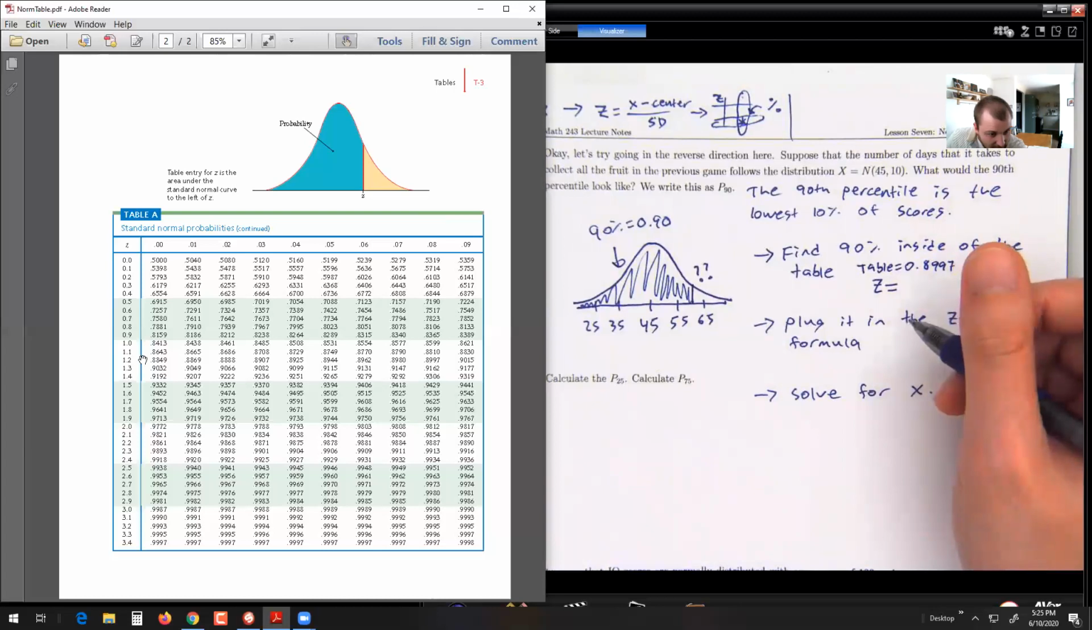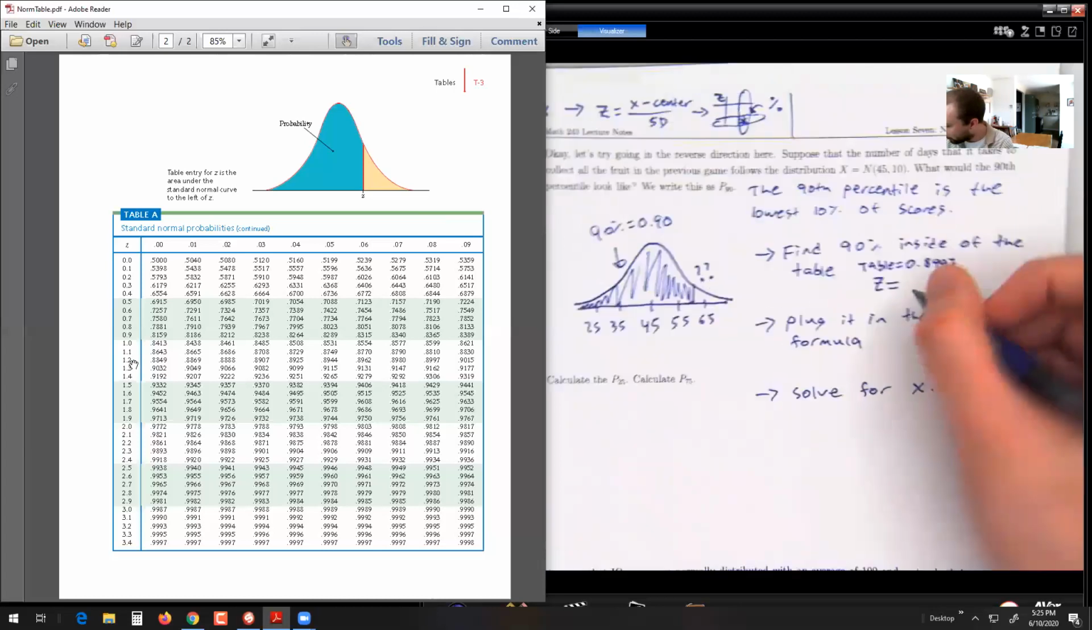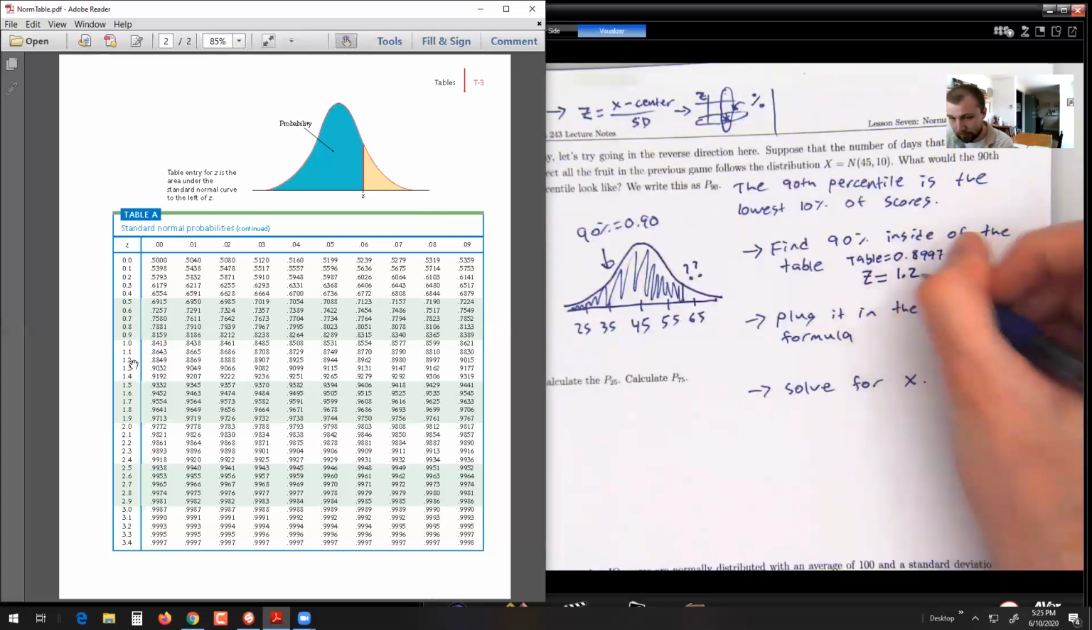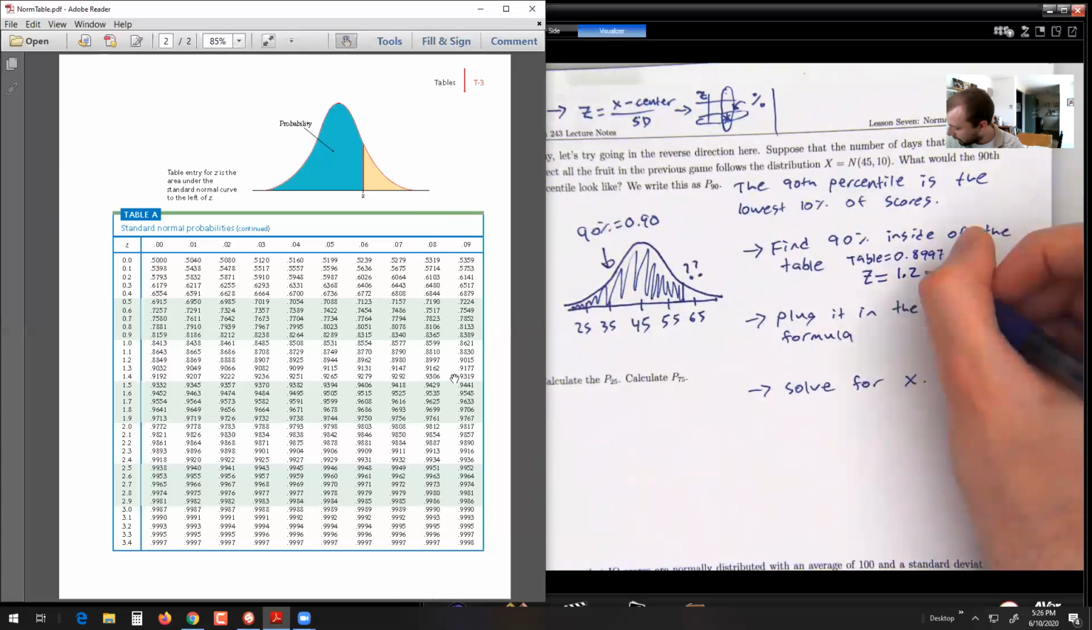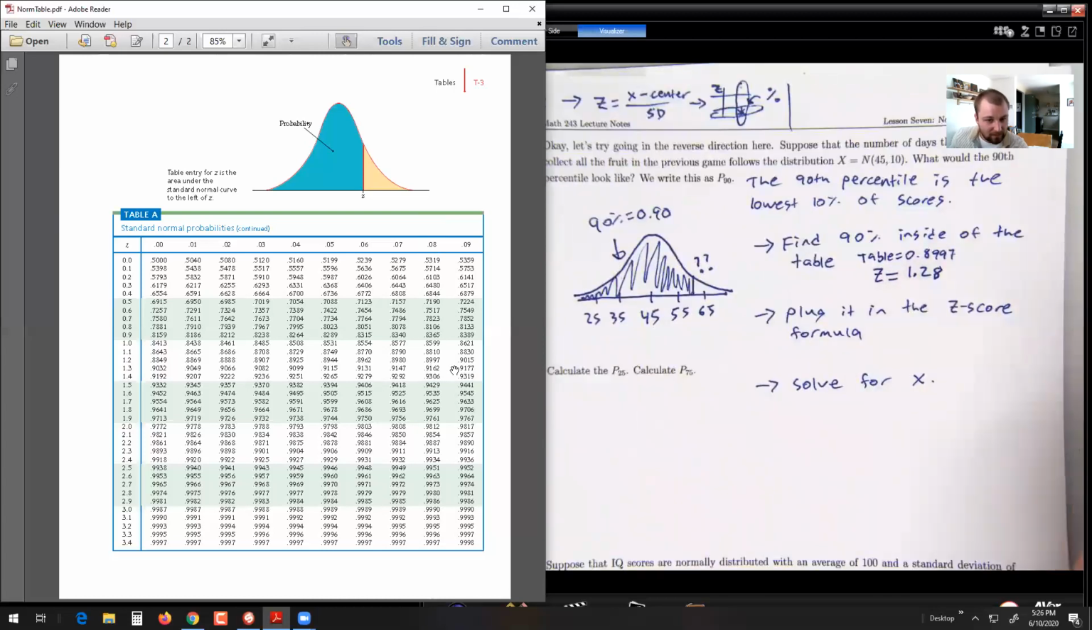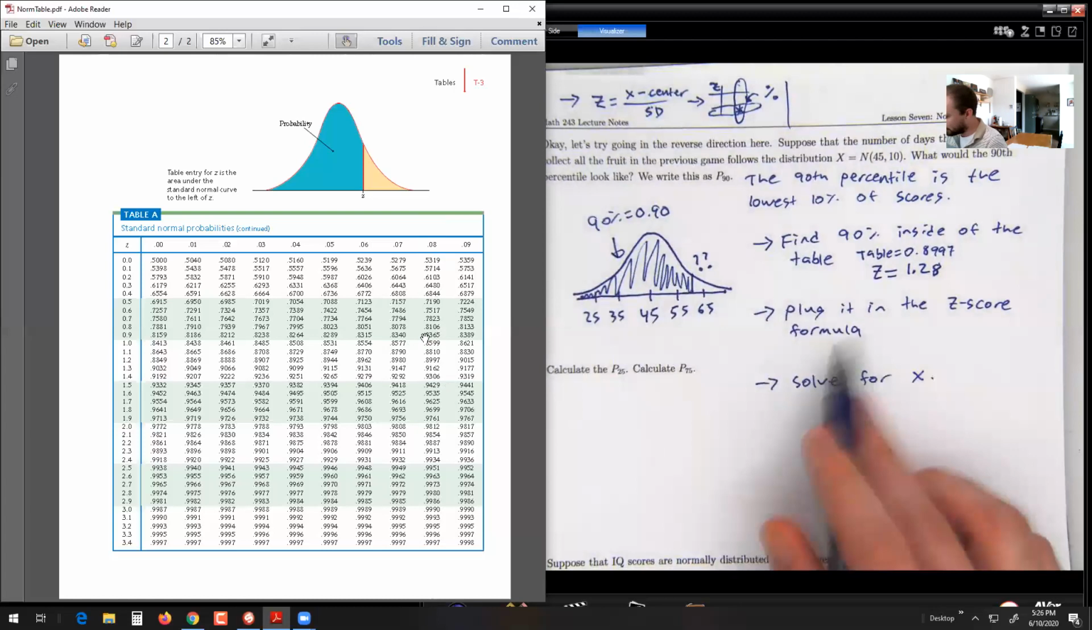89.97 is sitting in the 1.2 row, and it's sitting in the 8 column. So this is the z-score of 1.28 for 90%. So plug it into the z-score formula.